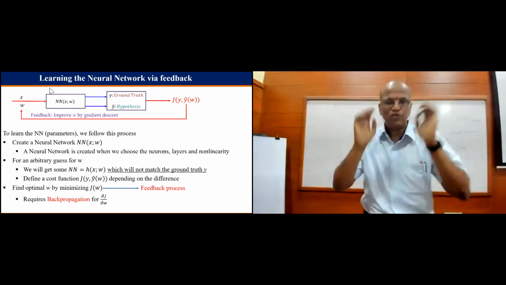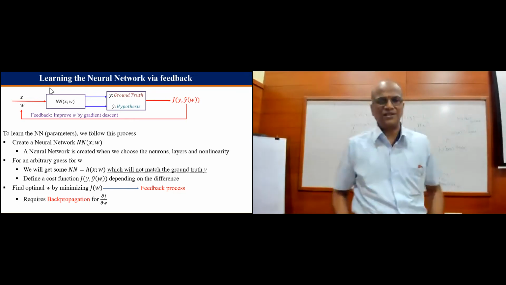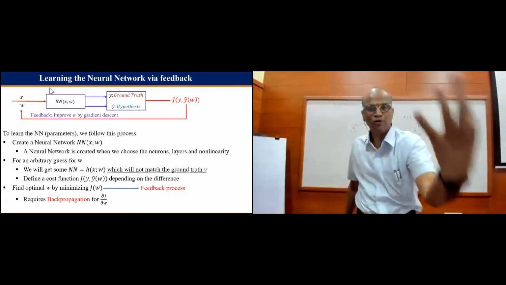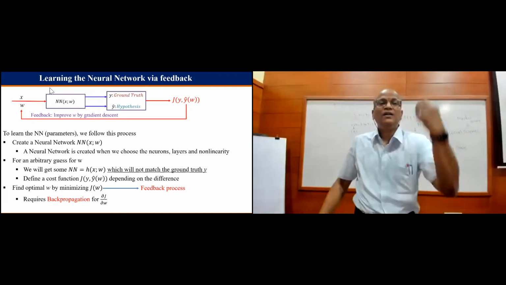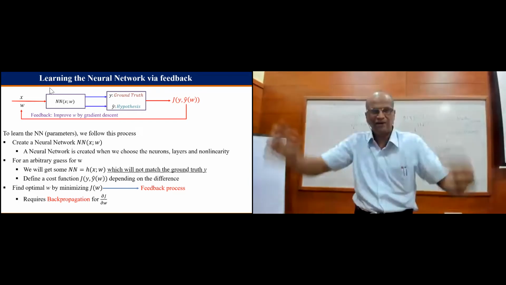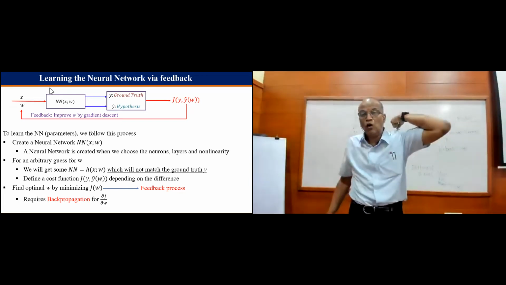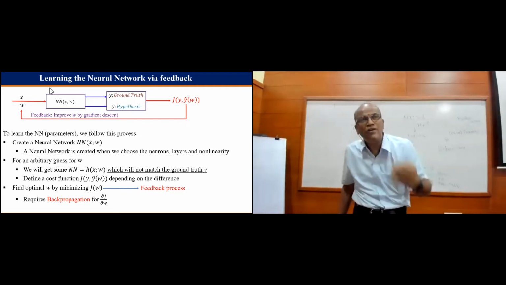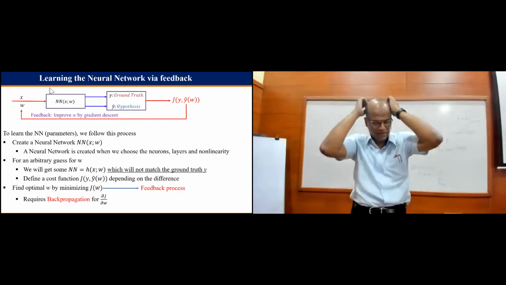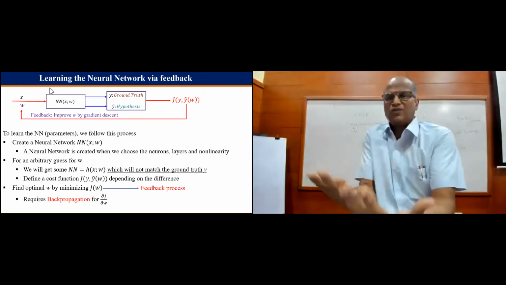Is it okay? So, to learn the neural network parameters, we follow the following process. Create a neural network, propose a neural network architecture. What is that architecture? Input, output, how many hidden layers, whatever you decide. Now you start guessing the weights W, as many weights as there are, so many guesses you have to make. So you make a guess for all the weights.